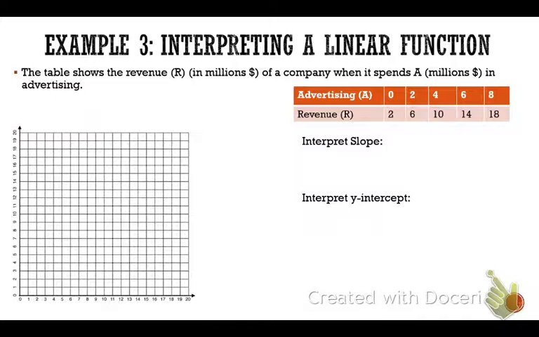All right, so we're actually going to do the graph last. The interpretations are really what we're focusing on here. Okay, it says the table shows the revenue in millions of a company when it spends $1 million in advertising. All right, so we're going to follow our pattern in that the top category is going to be our X category. Okay, we can still follow that pattern. Usually X is on top, Y is on the bottom.